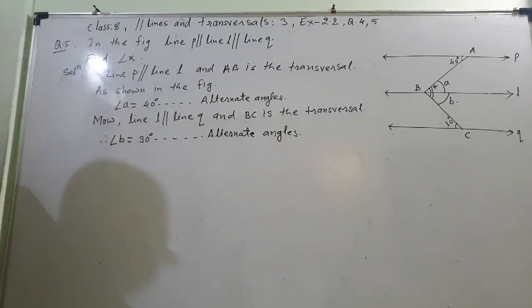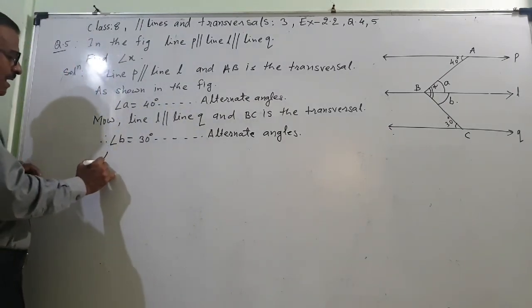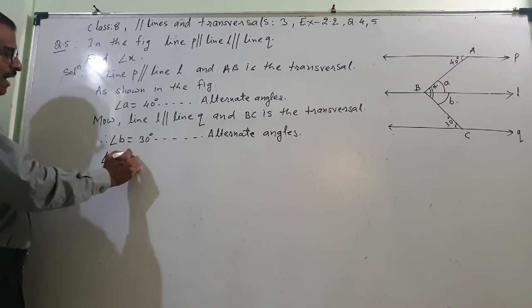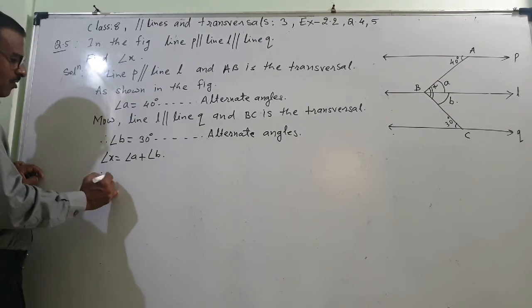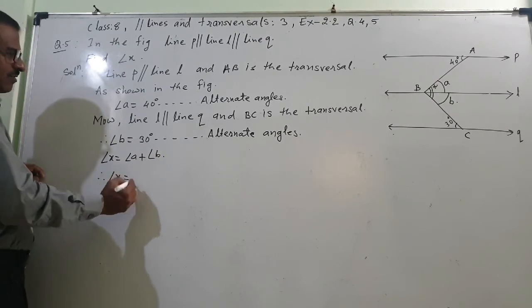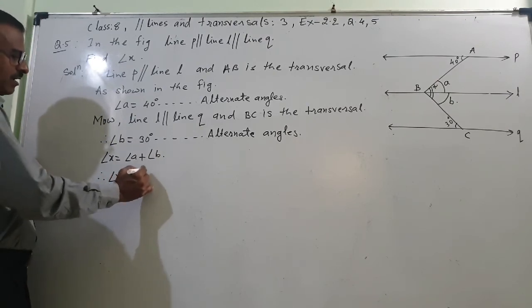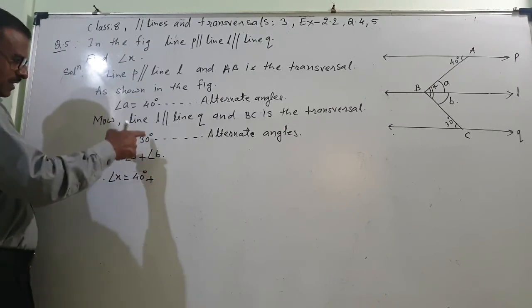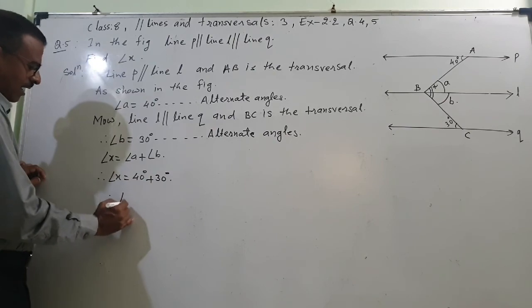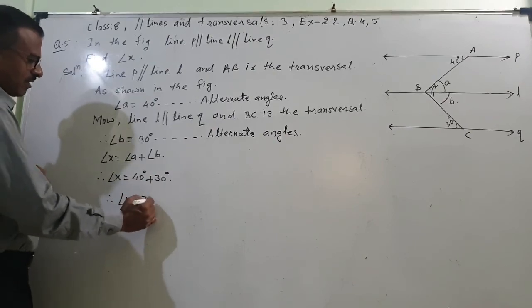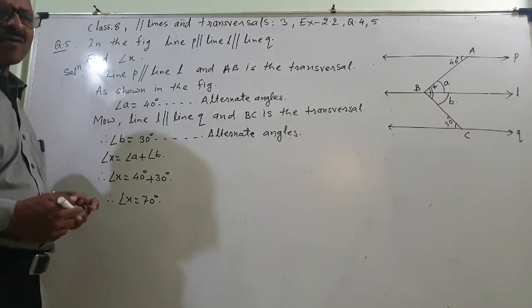Now we have to find angle X. Angle X equal to angle A plus angle B. Therefore, angle X equal to angle A is 40 degree plus angle B is 30 degree. Therefore, angle X is equal to 70 degree. And this is what they have asked.